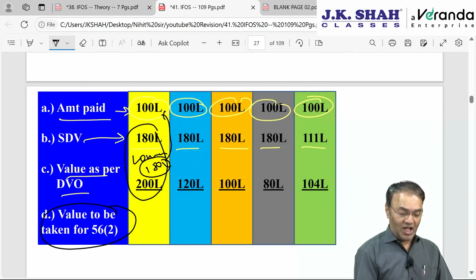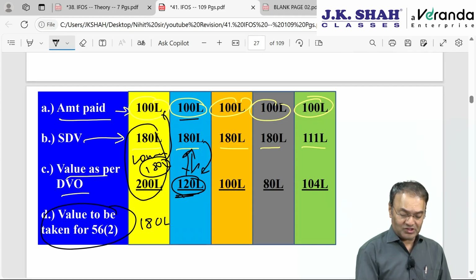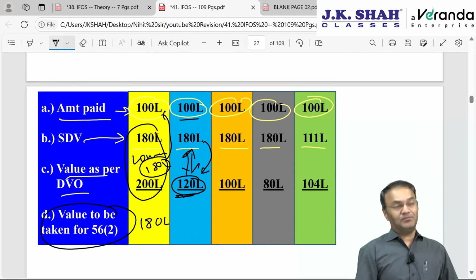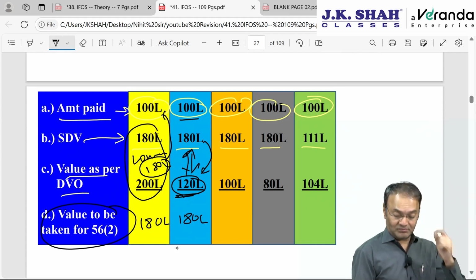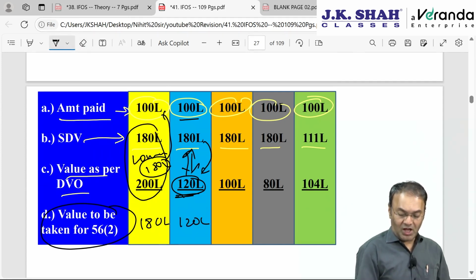180 you compare with 100, the actual, whichever is higher, 180. In the second example, according to the assessee, he paid 100. According to the stamp duty value, the value should be 180, but according to the valuation officer, the value should be 120. So the very first step: 120 versus 180, whichever is lower, 120. Then 120 versus 100, the amount paid to acquire, whichever is higher, 120.